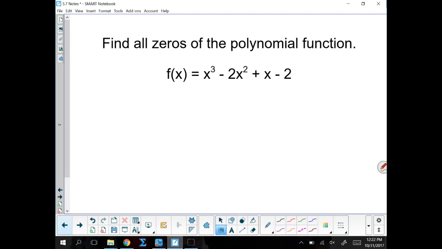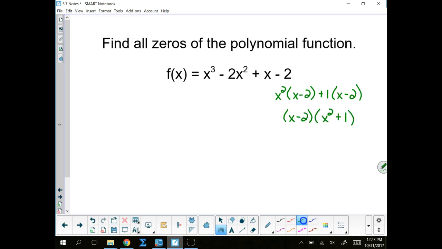So if I do this problem by grouping, I can first take out an x squared, and that leaves me with x minus 2. And then I can take out a 1, and that leaves me with x minus 2. And then I can take out the x minus 2, and that leaves me with x squared plus 1. Now, if I set that equal to 0 all the way through, then I can say that x minus 2 equals 0, and x squared plus 1 equals 0, giving me x equals 2, and x squared equals negative 1, which then gives me x is equal to plus or minus i.